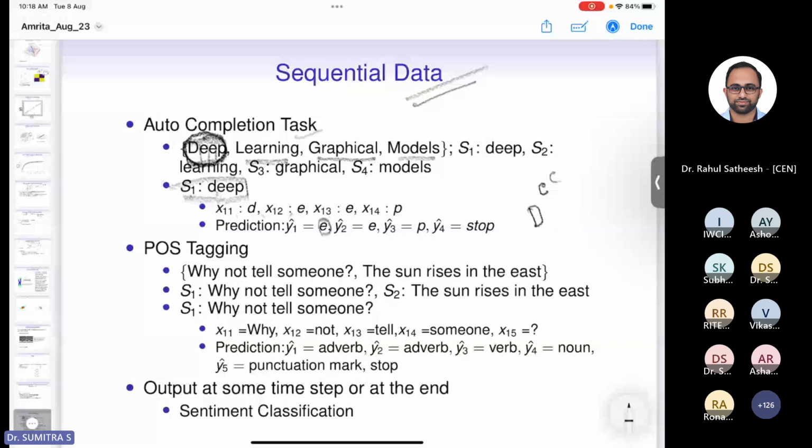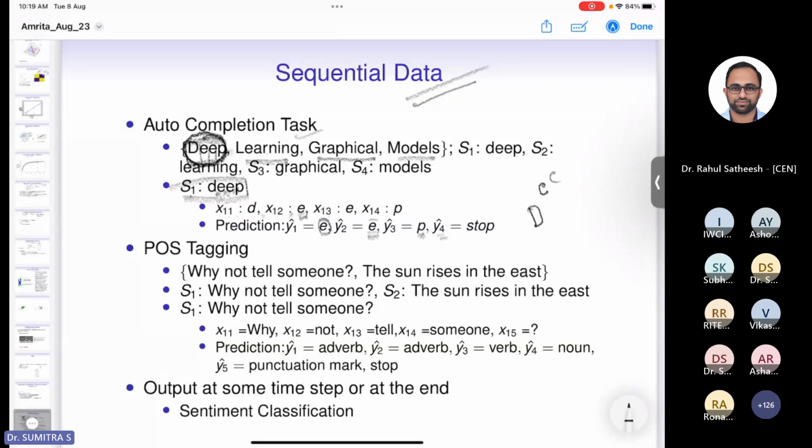When I type the next one, E, it has to say what is the next letter, Y2 or Y3, and then Y4 stop. Okay. So there is a dependency between D and E, E and P. If the data is like that, there is no dependency between S1 and S2 learning.